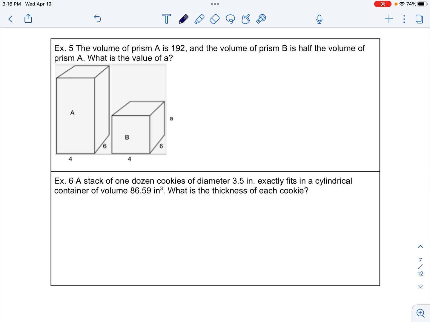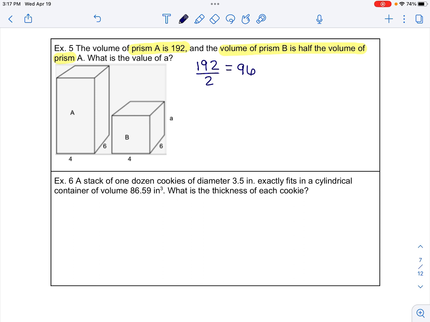Okay, this one compares again, but this one gives us numbers in it. It says prism A has a volume of 192. Volume B is half the volume of A. So let's take 192 and divide it by 2. We want to figure out what half of that is. Half of 192 is 96.